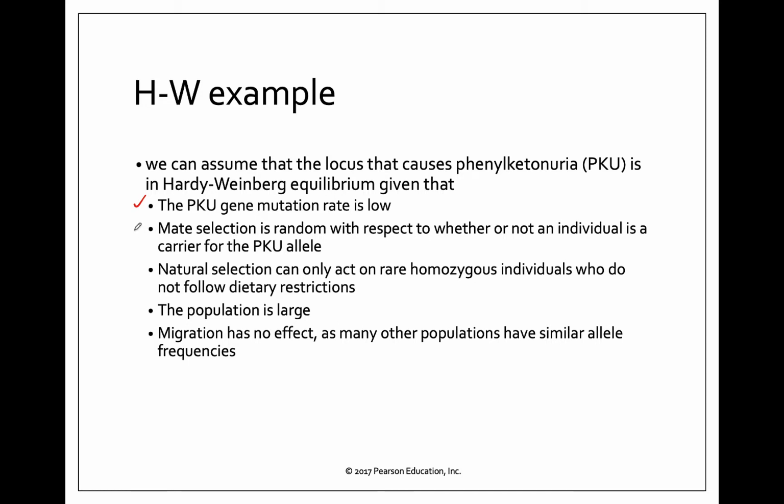Next is random mating. People don't typically know about PKU, so PKU isn't something that presents physically unless you've got symptoms from it. But typically with avoiding foods that have phenylalanine, you're not going to present symptoms. So people aren't going to choose mates based on whether or not they have phenylketonuria.